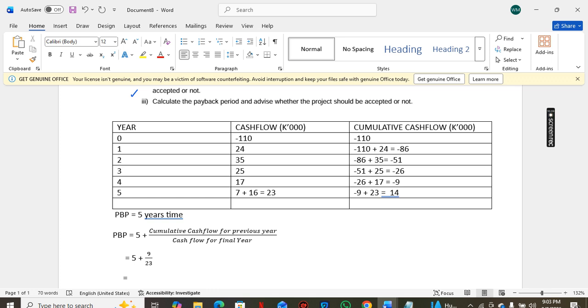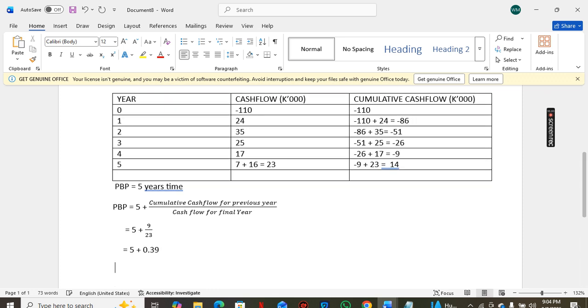So even if the 9 on the other side is a negative? No, you leave it, you take it as a positive, madam. Please don't take it as a negative. Thanks for bringing that up. Okay. So 5 plus 9 divided by 23. That is what, 0.391, right? 0.39. We get 5.39 years.